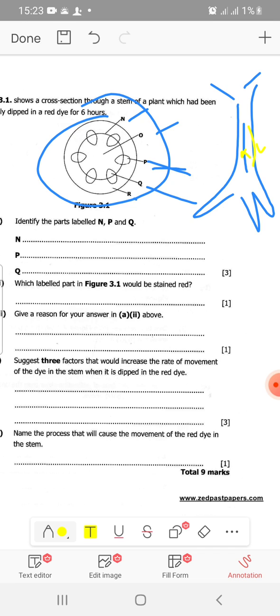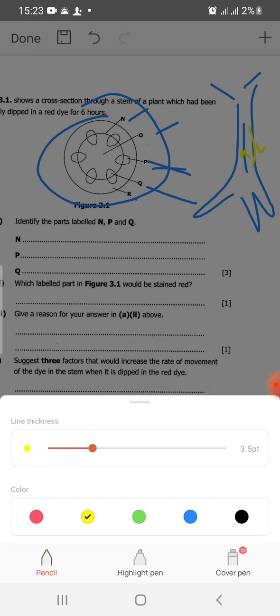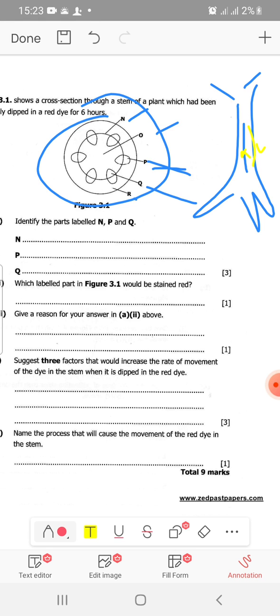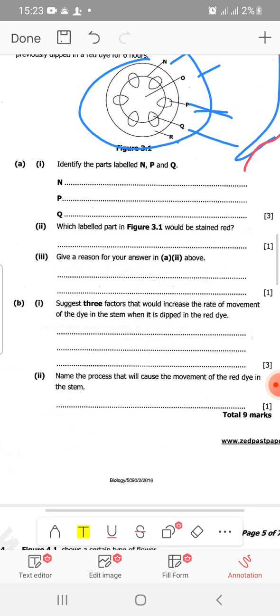You see that? So when the plant is dipped into the red dye, then you will expect that red dye to be absorbed from the roots and taken upwards the plant through the xylem cell, because the xylem is taking materials up the plant. So part Q will be stained here. That's the reason. This is because xylem is the one which conducts materials from the roots upward the plants. It conducts water, mineral salt, and many others.